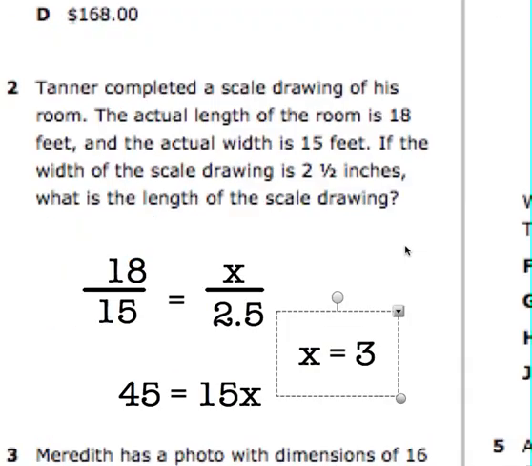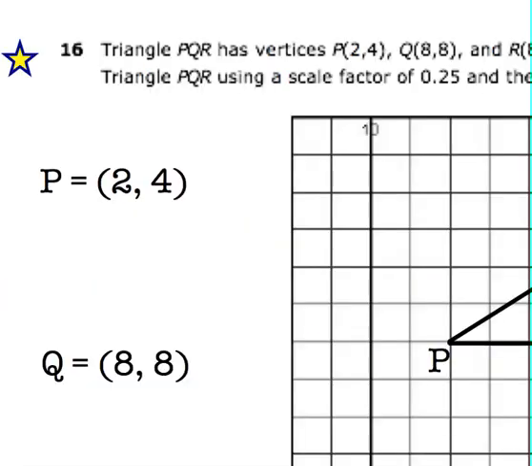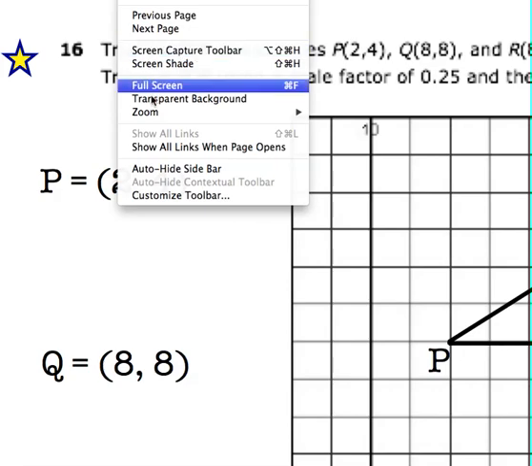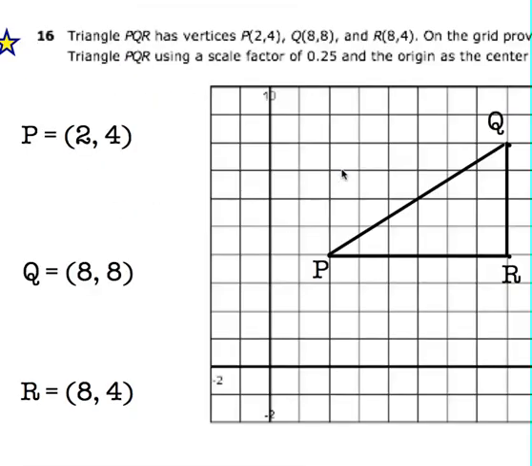Make sure I don't skip anything. Okay, going a little bit further down, we have one other problem. Okay, here it gives us the vertices of P, Q, and R. It tells us we're going to dilate it by a scale factor of 0.25. In other words, we're going to multiply every point by 1/4.